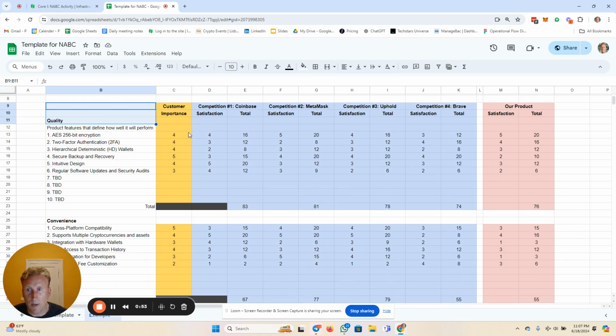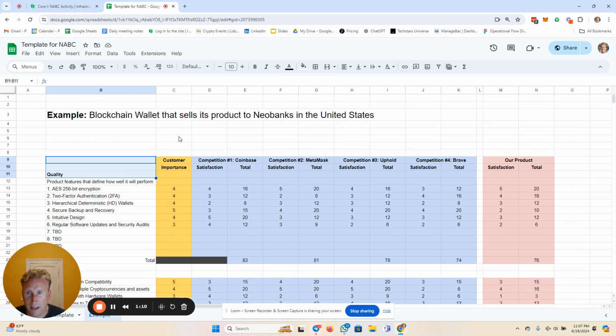And then you go to column C and rank on a scale of 1 to 5, where 5 is high and 1 is low, how important they are to your own customer, the customer you want to go after. For example, here we have a 4, which is a particular customer, in this case, selling a product to neobanks. A neobank would consider having AES encryption an important quality feature. So it's rank 4 out of 5.